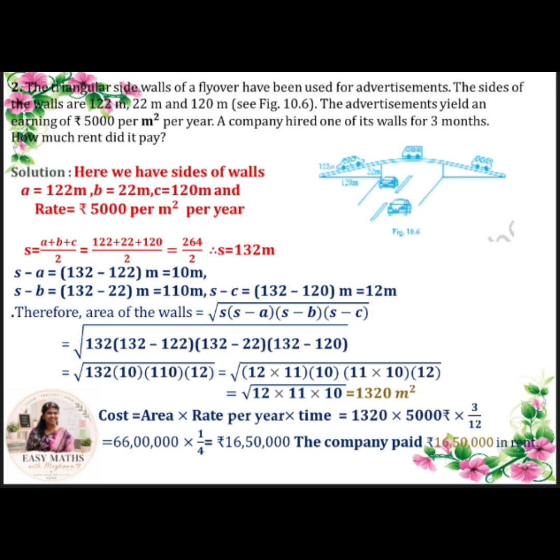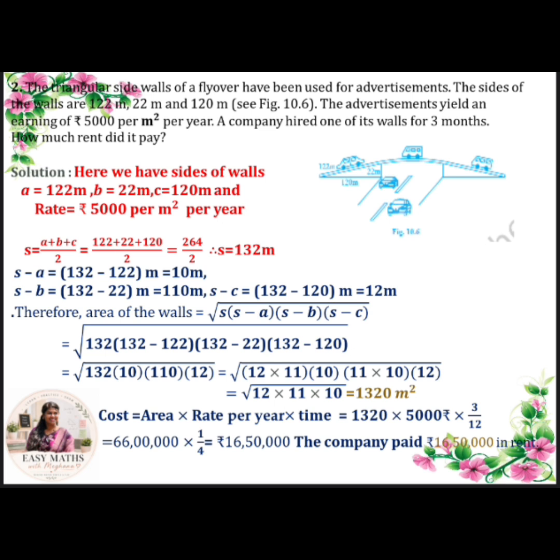If you add the numerator, you will write 264 divided by 2, that is from 2 you can cancel: 2 ones are 2, 2 threes are 6, 2 twos are 4. So s is equal to 132 meter. By using Heron's formula, I can write square root of s into s minus a, s minus b and s minus c. If you substitute the values of s, a, b, c, you get the answer as 1320 meter square. Here you can see 132 into 132 minus 122, 132 minus 22, 132 minus 120.